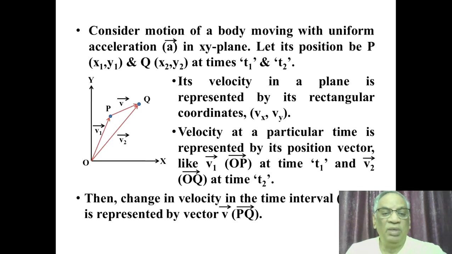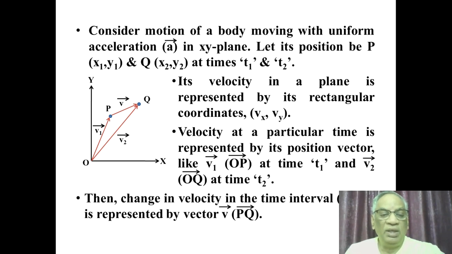Now consider the motion of a body moving with uniform acceleration. So far we have seen uniform velocity. Now let us see what happens when a body moves with uniform acceleration a bar in the x-y plane. Now we are presenting the velocity components along the x-axis and y-axis with reference to time. At time t1 the object is at P, at time t2 the object is at Q. So the coordinates of P are x1, y1 and Q are x2, y2 at times t1, t2 as mentioned earlier. Its velocity in a plane is represented by its rectangular coordinates vx and vy.